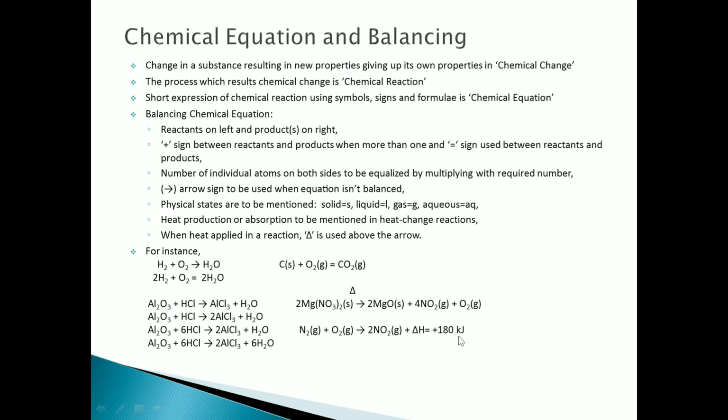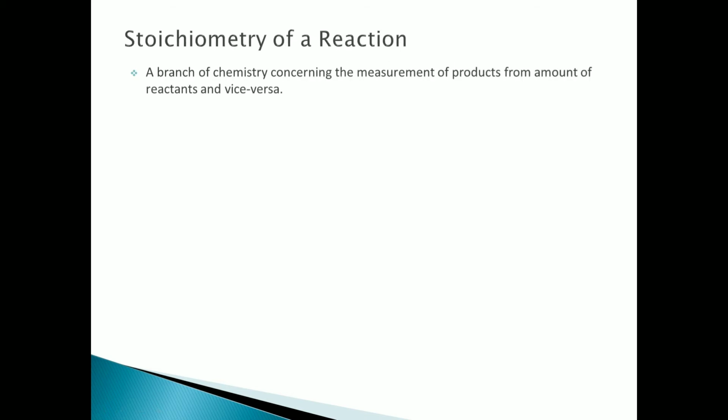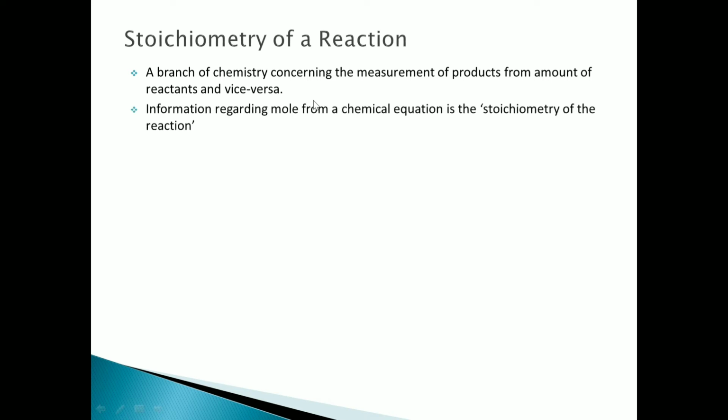Now let's get on to the next topic, which is stoichiometry of a reaction. So what is stoichiometry? A branch of chemistry concerning the measurement of products from the amount of reactants and vice versa, and that is also the measurement of reactants from the products. So that is stoichiometry. Now, information regarding moles from a chemical equation is the stoichiometry of that reaction.